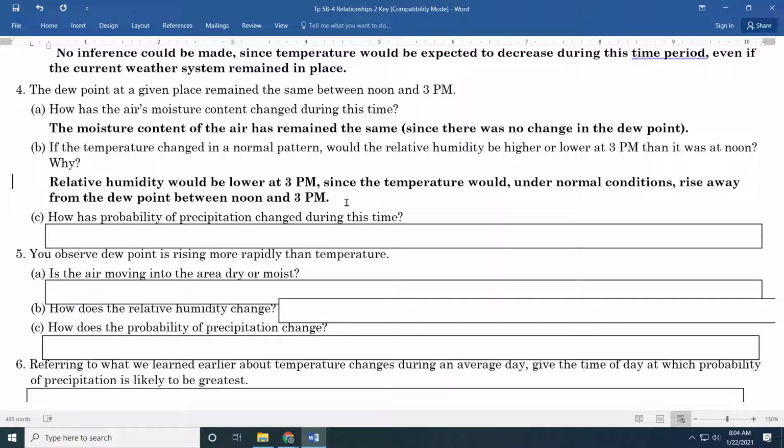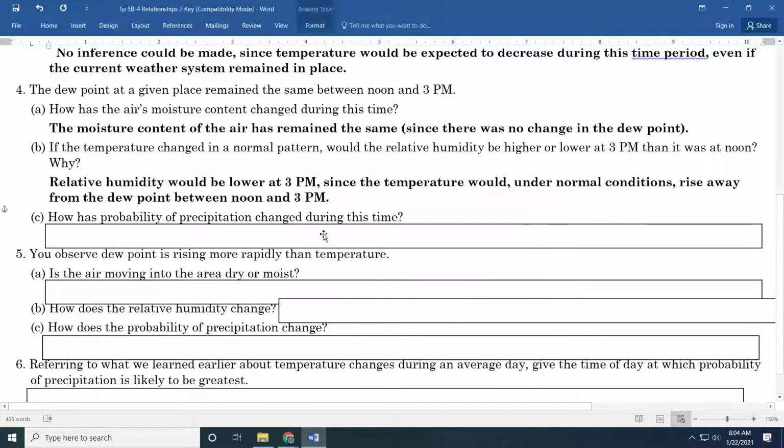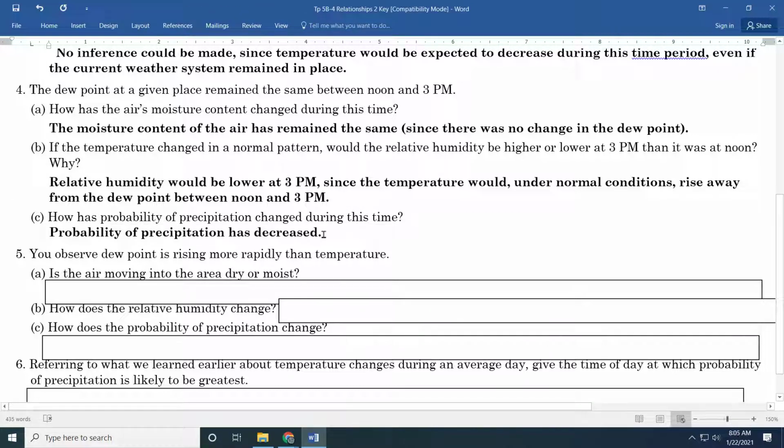C, how has the probability of precipitation changed during this time? Well, if the temperature and the dew point are the same, the air is full, it's 100% humidity, chance of precipitation is very, very good. We just got done saying, though, that the temperature rose away from the dew point, so the temperature dew point difference increased. That means the air is less percentage-wise full and therefore less likely to leak on you as well. So the probability of precipitation has decreased.